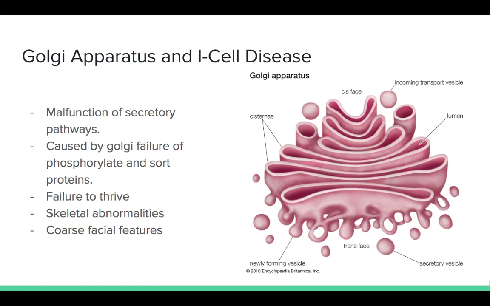Golgi apparatus and I-cell disease. Golgi disorders might result in malfunction of the secretory pathways. I-cell disease is caused by a failure of the Golgi body to properly phosphorylate and sort proteins, resulting in secretion of some proteins that would otherwise be destined for lysosomes. Patients with I-cell disease present with failure to thrive, skeletal abnormalities, and coarse facial features.